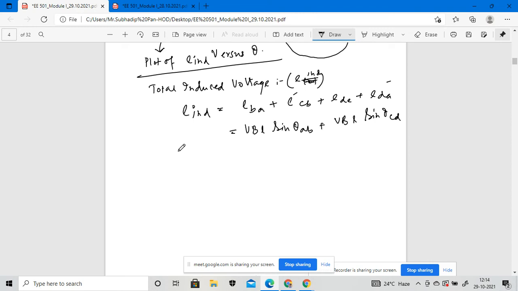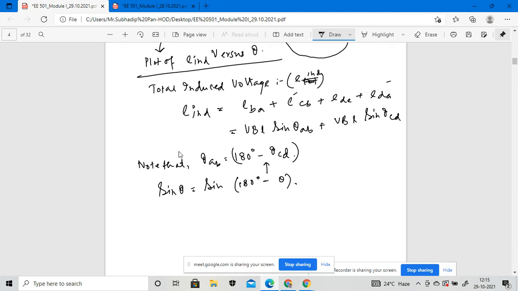Note that theta of AB is 180 degrees minus theta of CD, as we recall from the trigonometric identity, that sin theta is equal to sin of 180 degrees minus theta. That is why it comes.